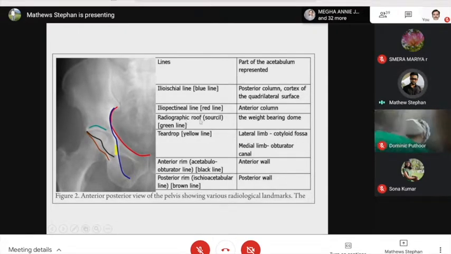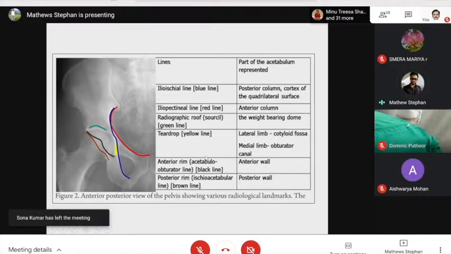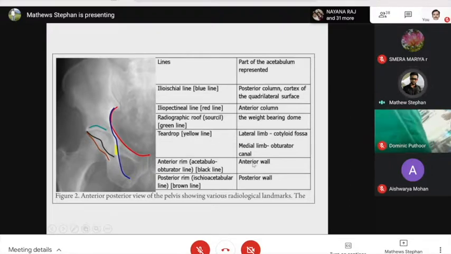Then the radiographic roof, that is the green line, is the weight-bearing dome. Then the teardrop, which is the yellow line, where the lateral limb is the condyloid fossa and the medial is the obturator canal. Then the anterior rim, the black line, that is the acetabulum-obturator line, represents the anterior wall, and the posterior rim, the brown line, which is the ischioacetabular line, represents the posterior wall of the acetabulum.